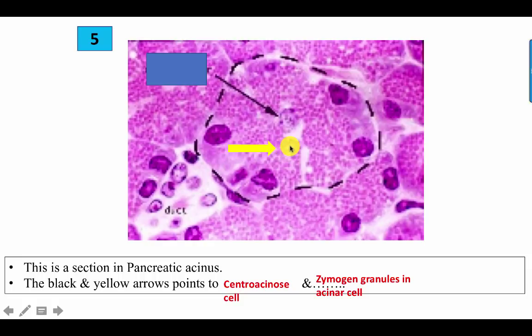This is the zymogen granules in the acinar cells. So this is the granules, zymogen granules, acidophilic zymogen granules in the pancreatic acinar cell. And this is of course the lumen. This is the centroacinous cell.